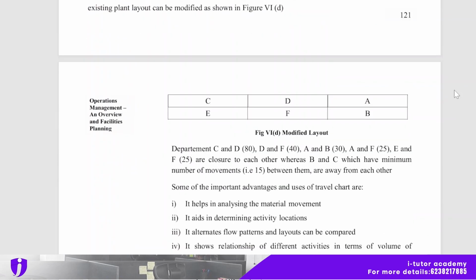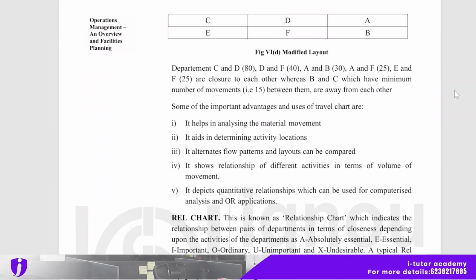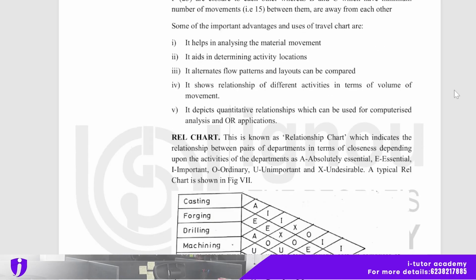Okay, and some of the important advantages and uses of travel chart. It helps in analyzing the material movement, it aids in determining activity location, alternate flow patterns and layouts can be compared. It shows relationship of different activities in terms of volume of movement, and it depicts quantitative relationships which can be used for computerized analysis and OR application.